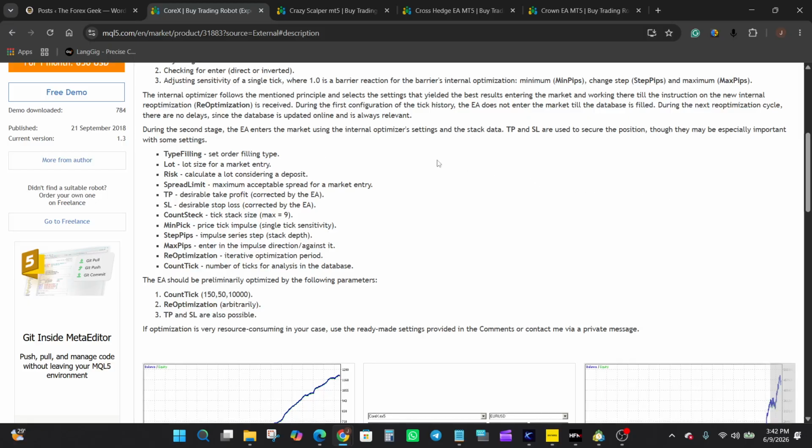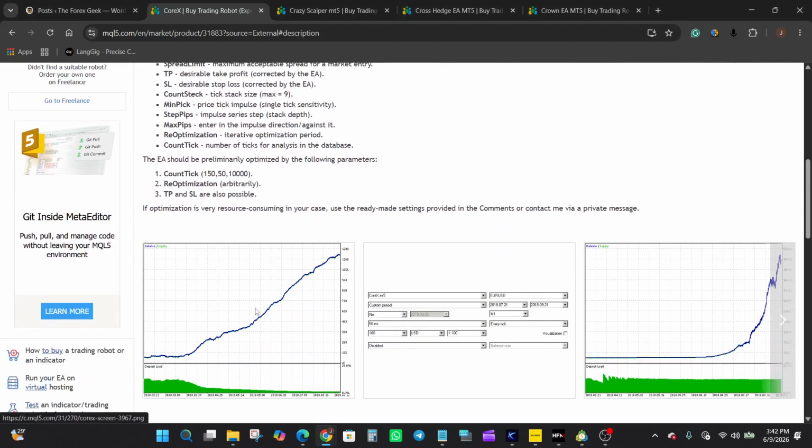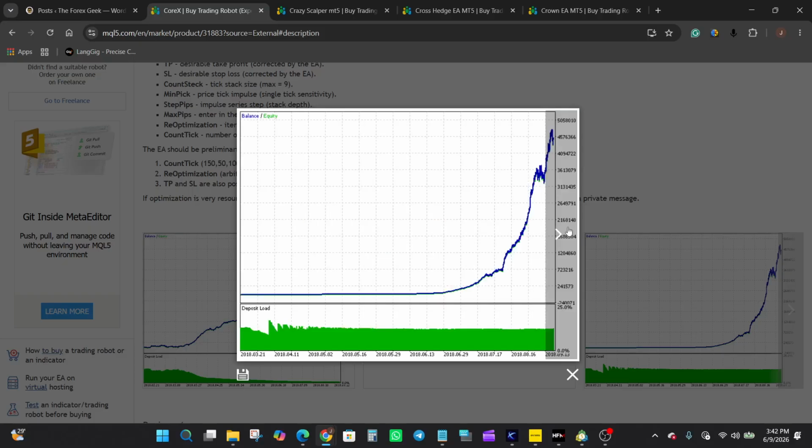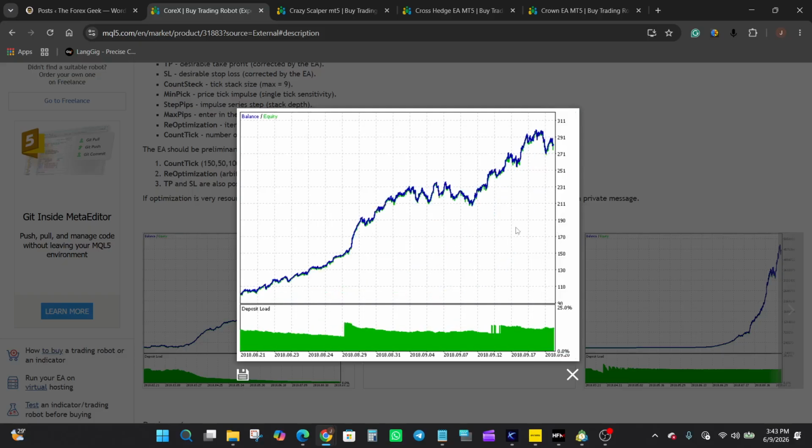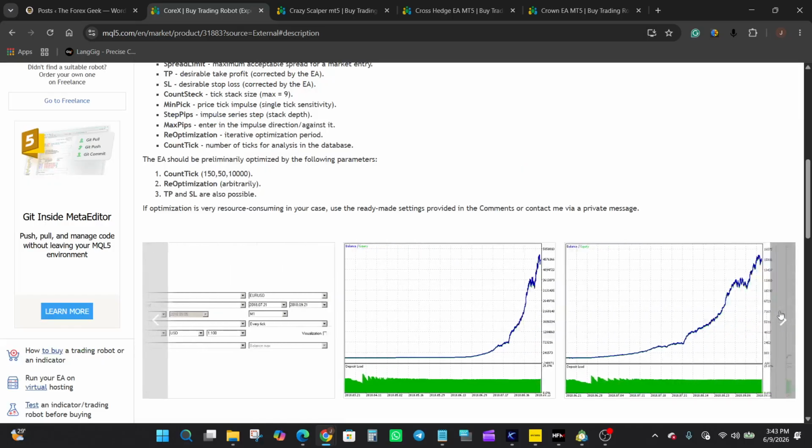Now, moving into the backtesting section, this is where we evaluate the historical testing performance. Since CoreX is built around tick by tick analysis, the developer specifically recommends optimization and testing using real tick data. When reviewing any historical test results for an EA like this, it is important to remember that longer testing periods generally provide a more reliable picture of behavior across different market conditions. So let's start by looking at the provided images here. So these are basically showing us the balance and equity curve.